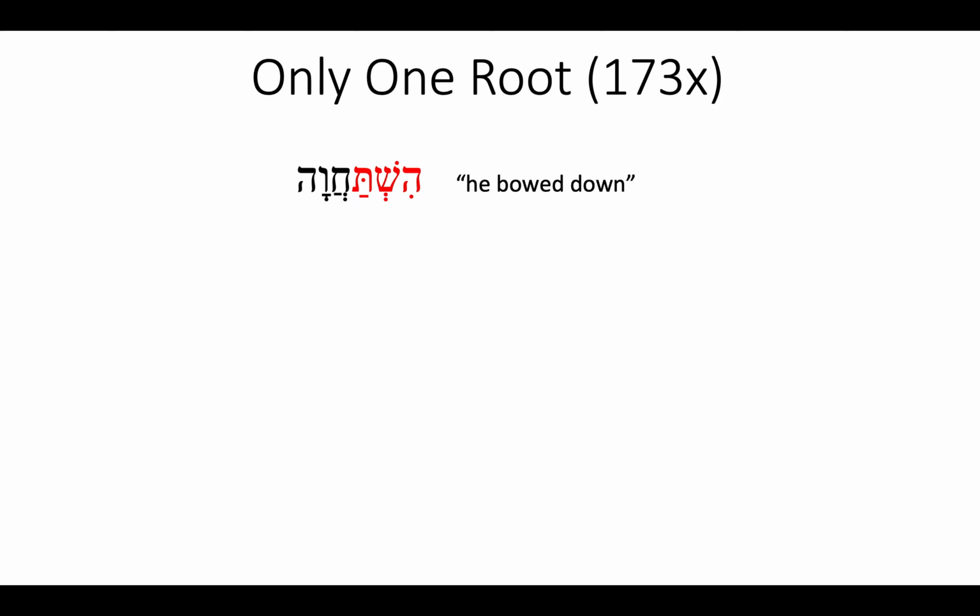And usually it makes sense in the context, when people meet each other. So-and-so bowed down to this angel or to Yahweh or something like that. So they're also fairly easy to identify. So we have the hish, ta, marking the pattern, and then we have the root, he, vav, het, vav, he, as the root.